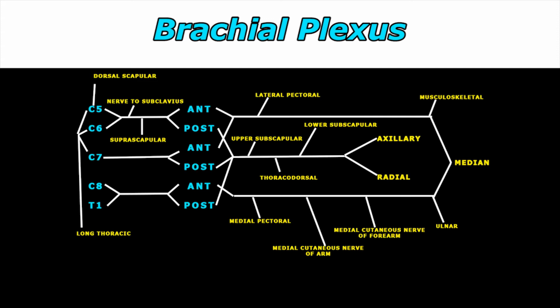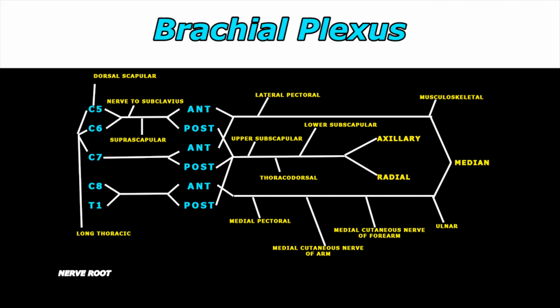So first we have the roots, the lower four cervical nerves and the first thoracic nerve: C5, C6, C7, C8, T1. C5 is also called the root for the dorsal scapular nerve, and C5, C6, C7 are the roots for the long thoracic nerve.